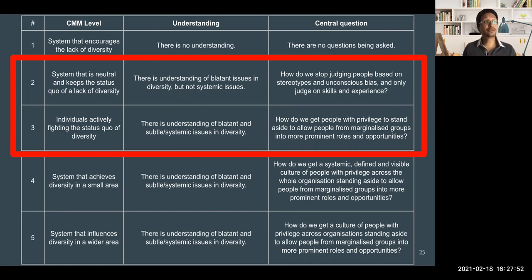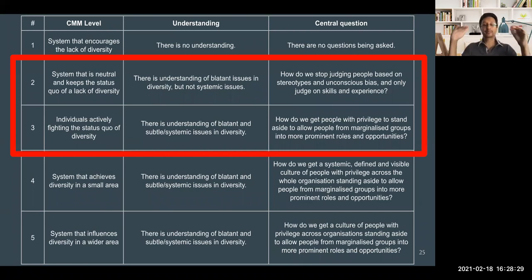So when I talk about my experience in hiring and working with students, I feel like I've had to go to level 3 of this capability maturity model, where individuals are actively fighting the status quo of diversity. And there is an understanding of the blatant and subtle issues in diversity. And it's more about how do we get people with privilege to stand aside to allow people from marginalized groups into more prominent roles and opportunities, or if you want to turn it around the other way, how do we get more opportunities to people who've missed out?